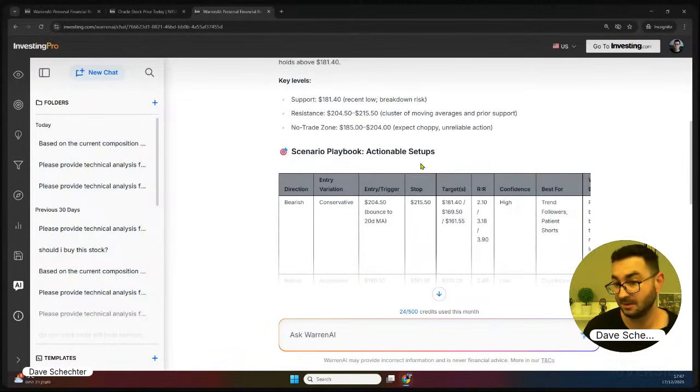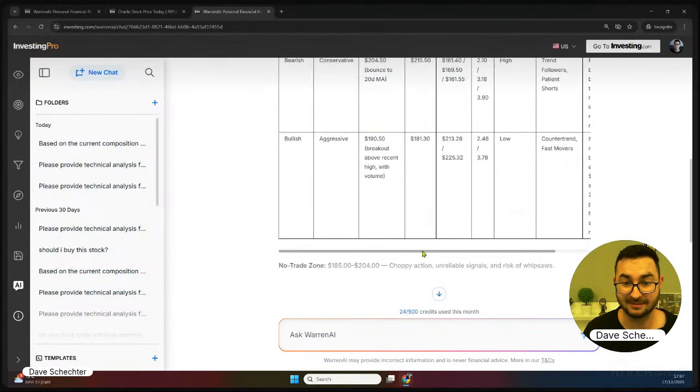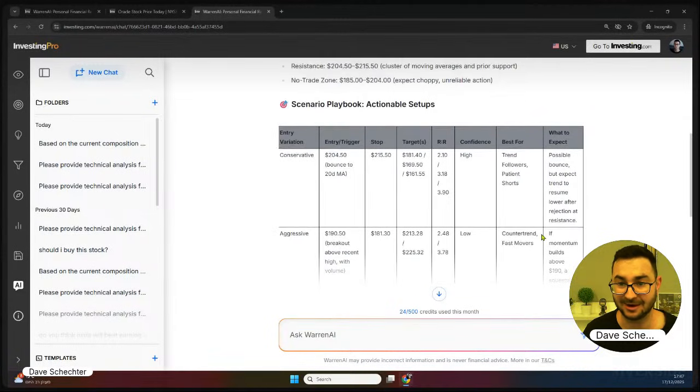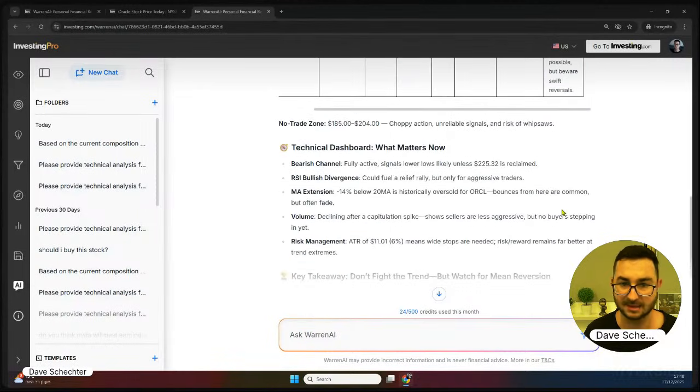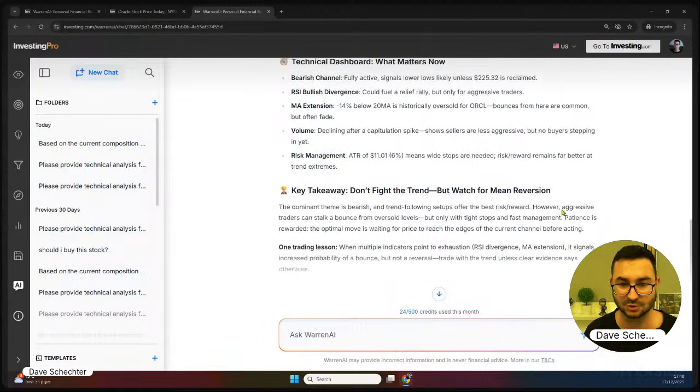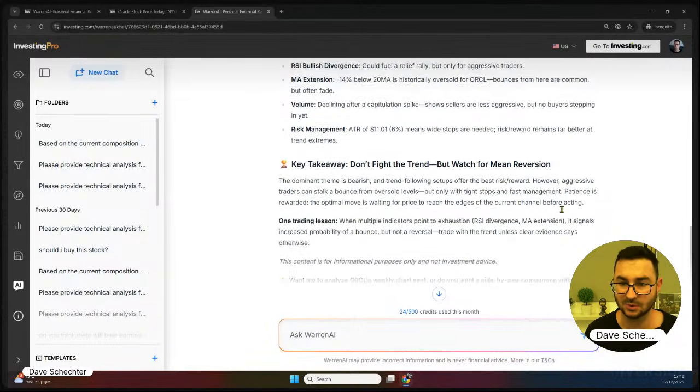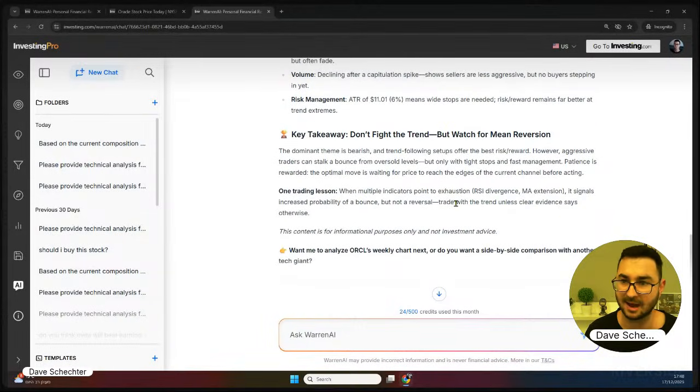So what I really like about it is that if I'm not a savvy day trader and I don't know all the different ways of day trading, I can ask Warren exactly what it thinks I should do, what my entry and exit levels should be, who this particular model is for, what the confidence level is, and what to expect. So it's super duper handy for technical traders. And again, I invite you to go ahead and explore this at your own leisure.